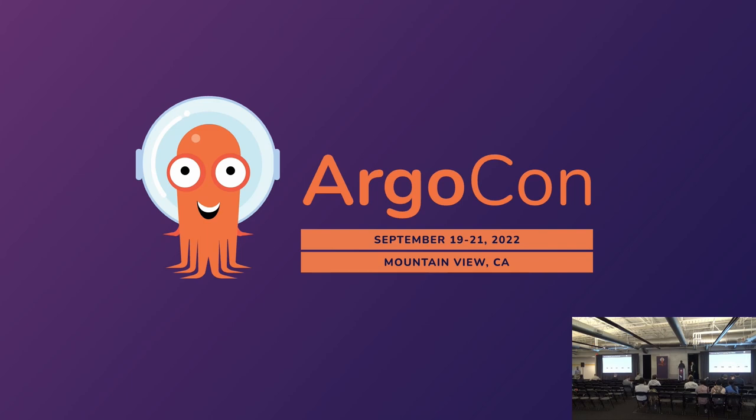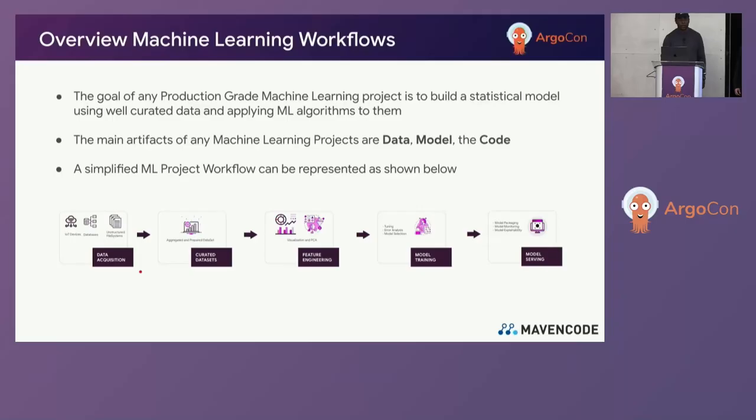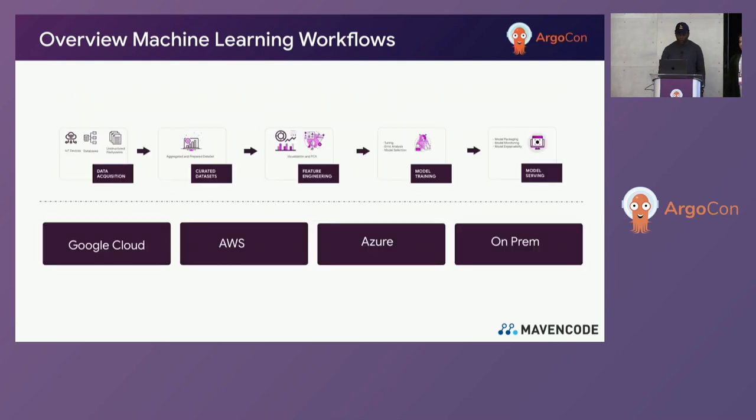So a typical ML workflow looks like this, where you're acquiring the data, you're doing data prep, you're doing feature engineering, then you run through multiple iterations of your model training, until you serve a model, and you still monitor the model for drift. So typically, a lot of ML projects start on cloud services like Google, AWS, Azure, or we have some customers that do on-prem as well.